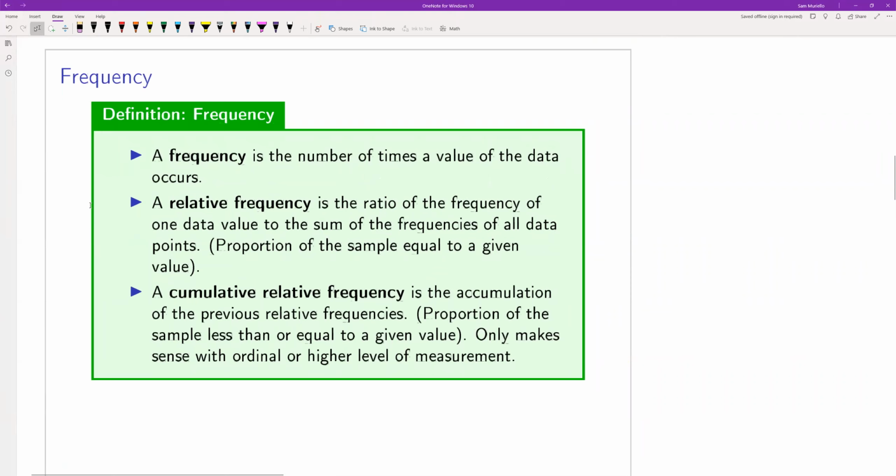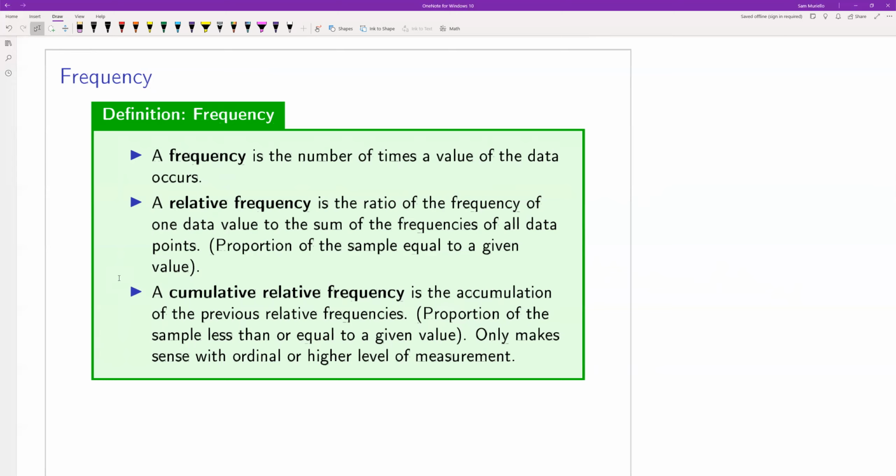Frequency is simply counting up how much a type of data occurs. This is the most basic level of analysis that we can do. Give out a survey, do an experiment, and gather some data. Count up how many times each response happens. Frequency is the number of times that something happens.